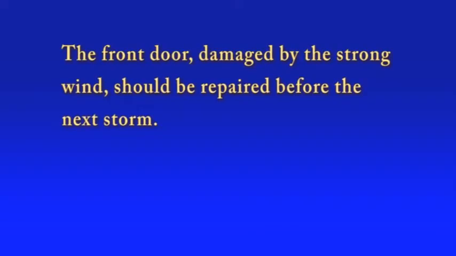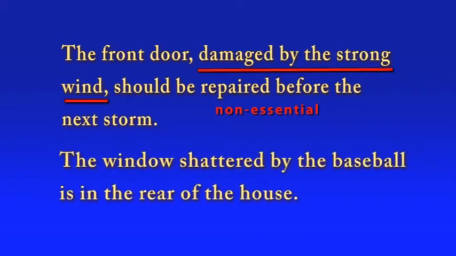Again, listen to the way my voice changes in reading the non-essential and essential elements respectively. The front door, damaged by the strong wind, should be repaired before the next storm. The window shattered by the baseball is in the rear of the house. Now listen to a few sentences and see if you can distinguish the participial phrase as being essential or non-essential.